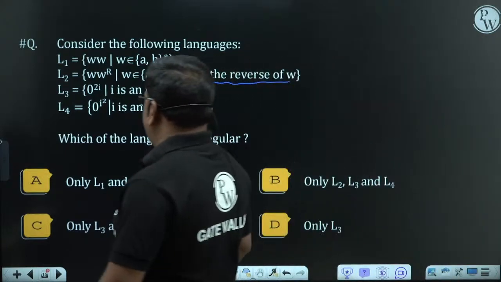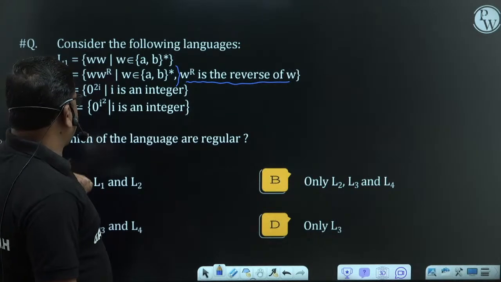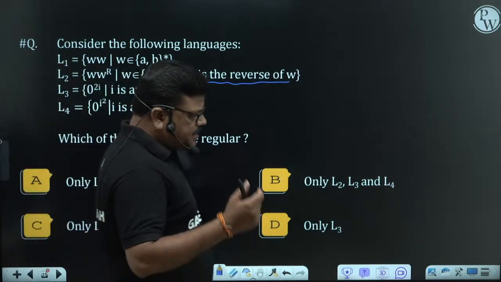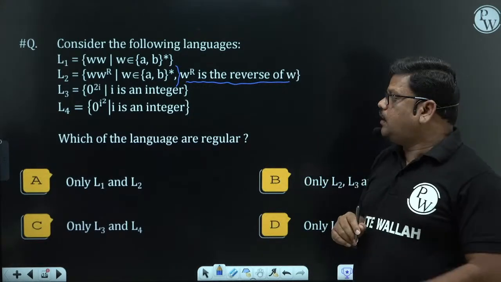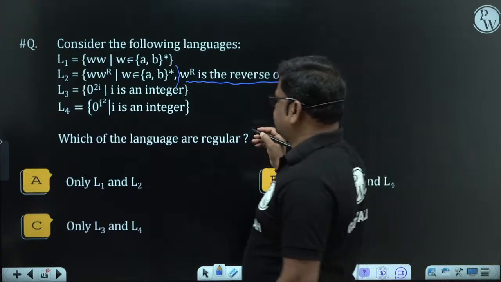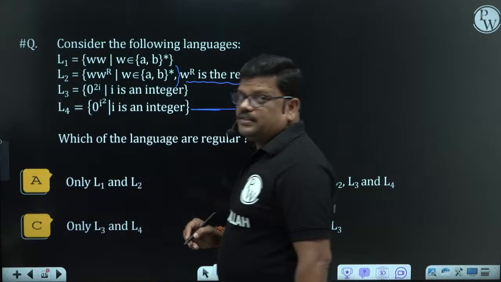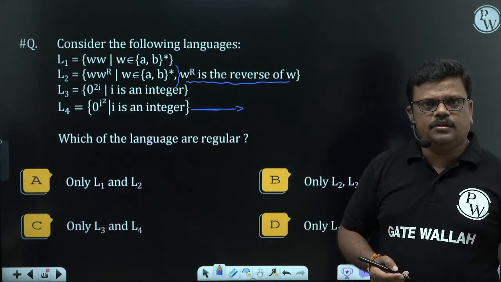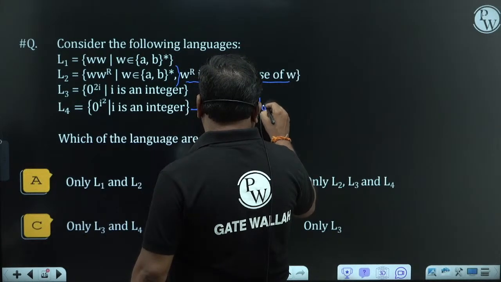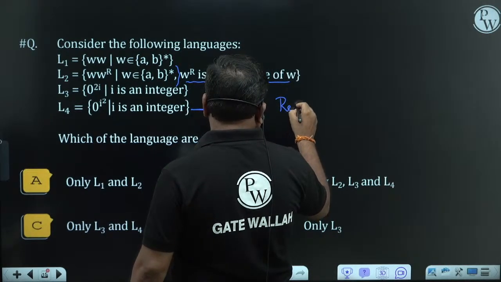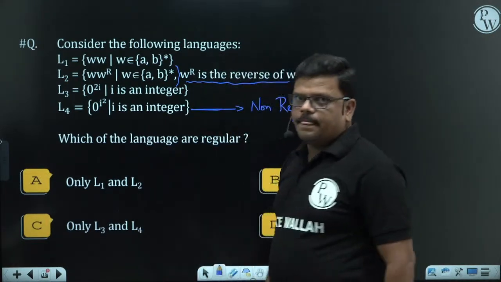Right. So what about L4? Let us solve one by one. Whenever a language is formed over one symbol, 0 is the symbol here in L4, 0 power i squared. What about this L4? Whenever it is formed over one symbol, we need to observe whether a common difference is there. Any common difference in this? No common difference. This is clearly a non-regular language.